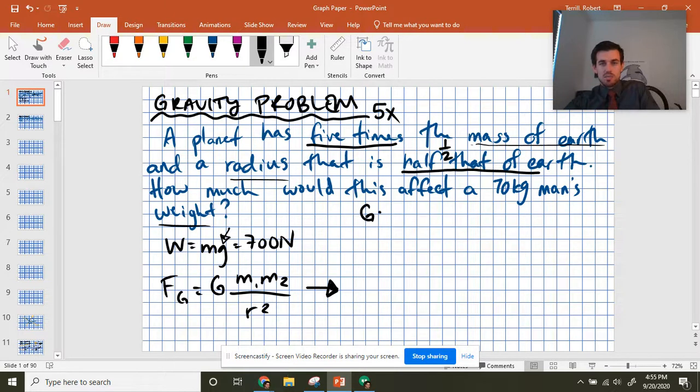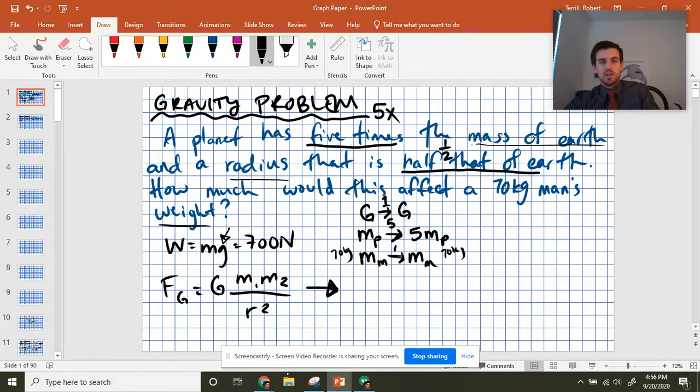G doesn't change in the problem. It's also a constant, so it just can't change. But if it doesn't change, then the factor of change is 1. Let's say that mass 1 is the mass of the planet, so MP, and it's going to be 5 times bigger. So this would be a factor of change of 5. The mass of the person, the mass of our man, MM, is staying exactly the same because we're talking about the same 70 kilogram man. He's 70 kilograms before, he's 70 kilograms after. He won't be the same weight, but he will have the same mass. So the factor of change there is 1.